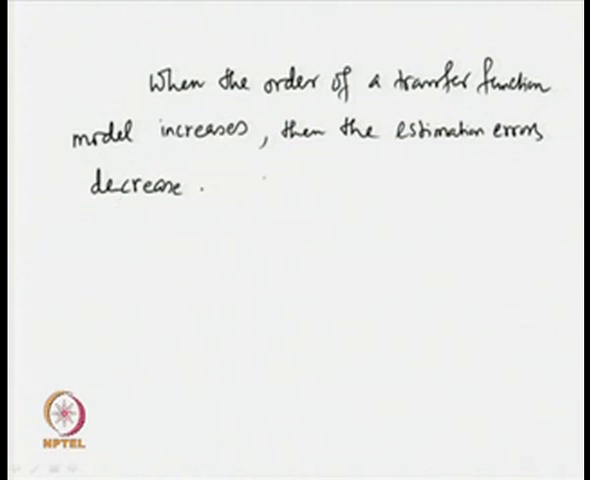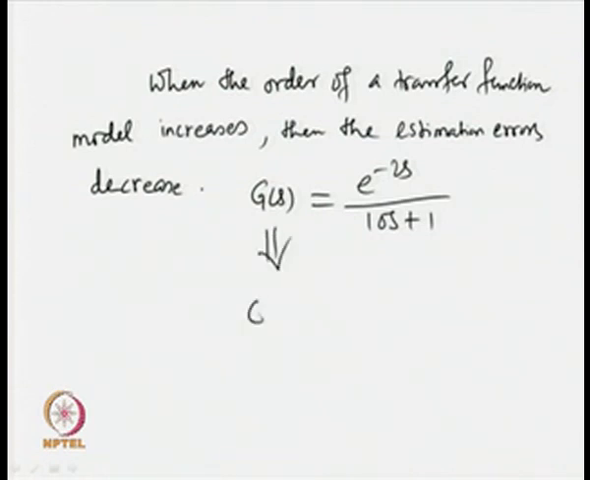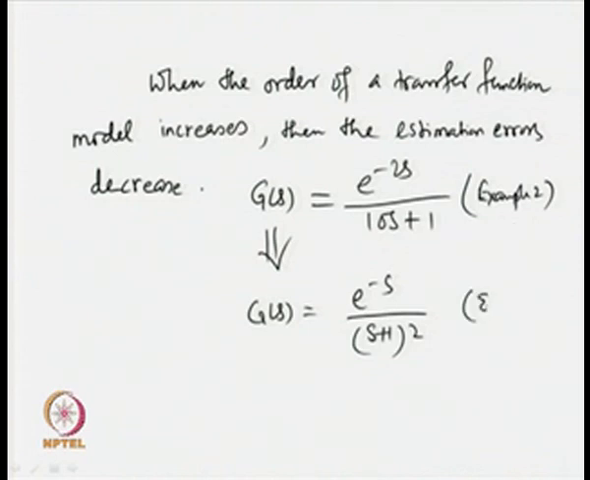What I mean by that? Let me again give some example. When I consider a higher order, from the first order to higher order transfer function. So, initially G s is equal to e to the power minus 2 s upon 10 s plus 1, and later on G s becomes e to the power minus s upon s plus 1 square. This is the process dynamics we have in example 2 and example 1. So, we have got less estimation error in example 1 than in example 2.